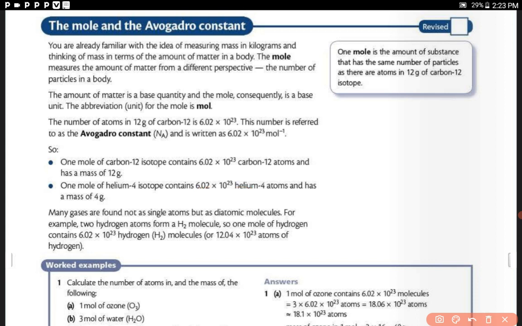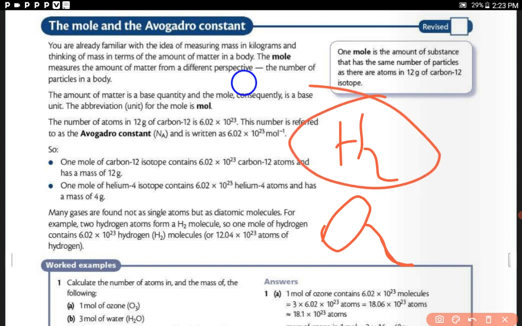Now, many gases do not exist as single atoms but as diatomic molecules. Examples are hydrogen gas and oxygen gas. Hydrogen, for example, exists as H2. As a result, 1 mole of hydrogen will not be 6.02, but in this case will be 6.02 times 2, which is 12.04 times 10 to the 23rd.